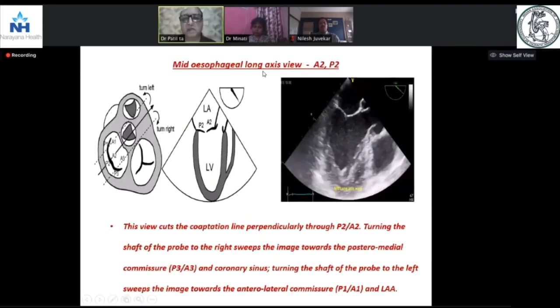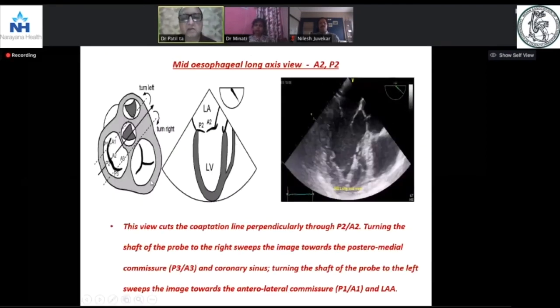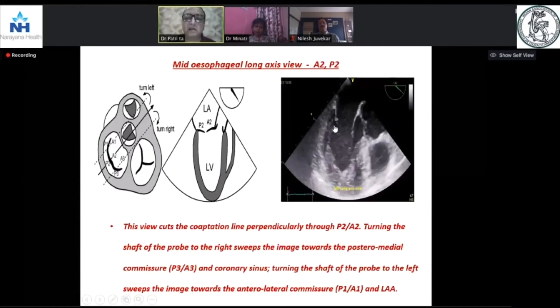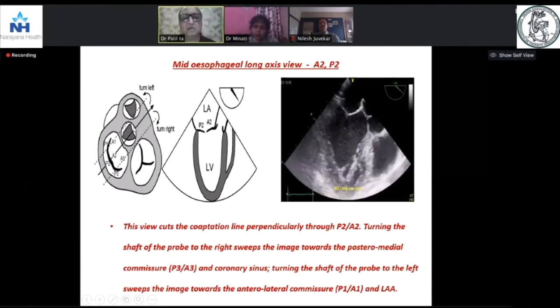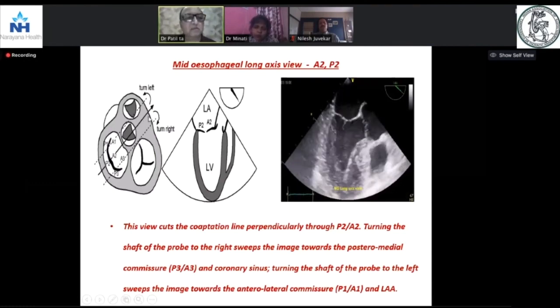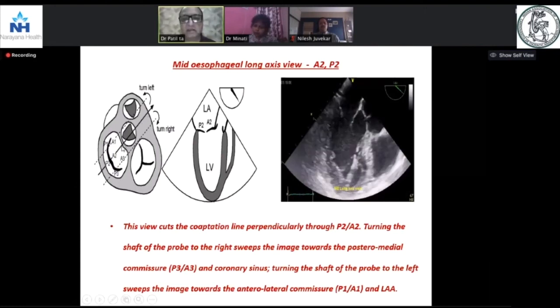Now, the mid-esophageal long axis view. This is one of the important views to assess the mitral valve, wherein in fact the gradients across the mitral valve can also be taken effectively in this view. Normally at 120 degrees, or 110 or 120 degrees, it cuts across, like I already told you, the A2 and the P2 segments of the mitral leaflets.